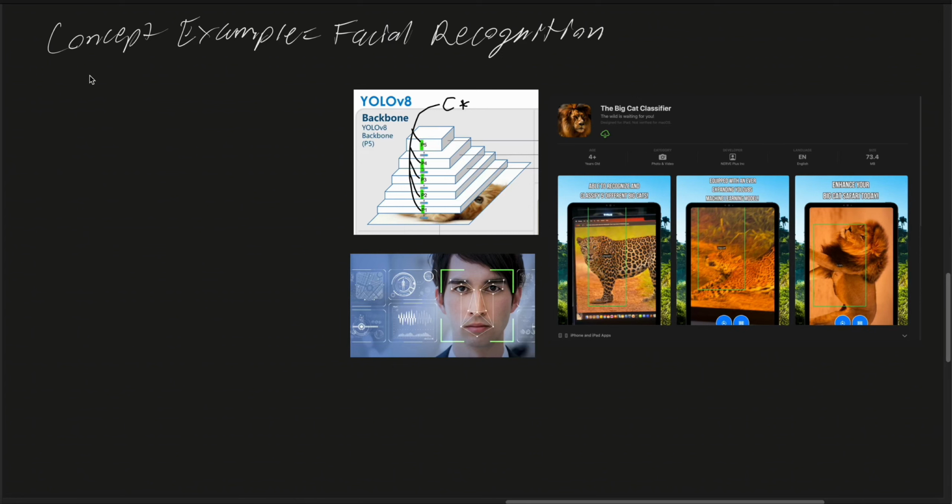And now let's go over a concept example. So let's consider a real-life example of a neural network applied in facial recognition technology. This technology is widely used in various security systems, smartphones, and social media platforms for tagging friends in photos, and even animal recognition at the same time.